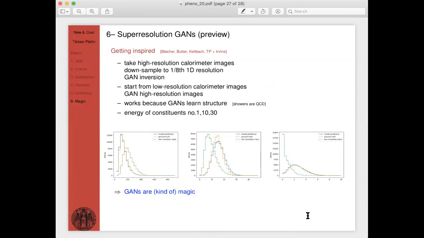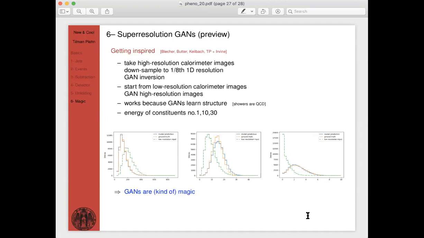The last thing is, imagine you have a detector that's just a calorimeter, and then your tracker dies, but you don't want to admit that. So the question is, can I train a network to take calorimeter images for QCD jets, learn how QCD jets look in calorimeters, and then generate these images at the tracking level, looking exactly the way a tracker would see them.